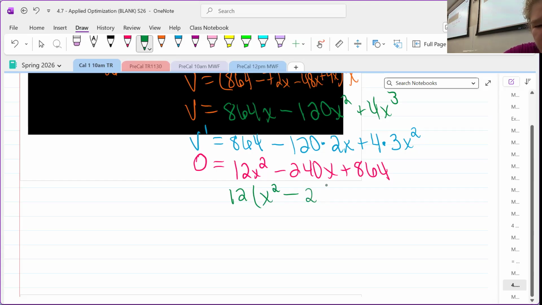So it's now x squared minus 20x. And then what do we get? 72? Cool. Plus 72. That's 8 times 9, 12 times 6. I don't believe that factors nicely. All right, so we're going to use the quadratic formula with 1, negative 20, and 72.